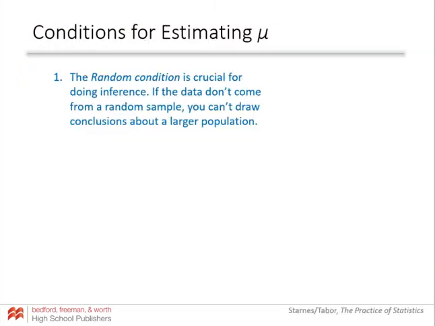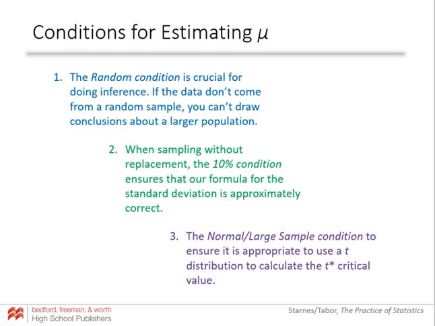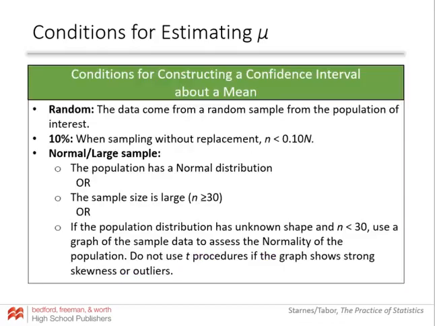All right, so just like we did for proportions, we also have conditions for doing a confidence interval for the mean. They're going to look familiar. So we have the random condition, it has to come from a random sample. We have the 10% condition. Again, our sample has to be less than 10% of the entire population. And then the last one we call the normal or large sample condition. Okay, for that condition, there are 3 different ways that it can be met.